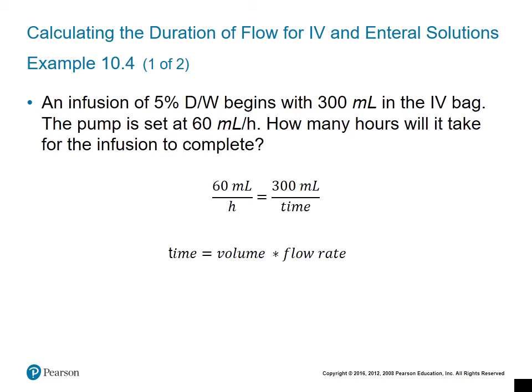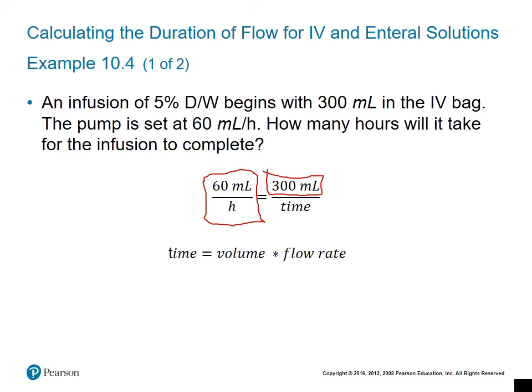We have our flow rate on the left here. So this is our equation, flow rate. This is our flow rate, 60 milliliters per hour. And then remember, flow rate equals volume over time. So here's the volume, 300 milliliters, and then the time we don't know.